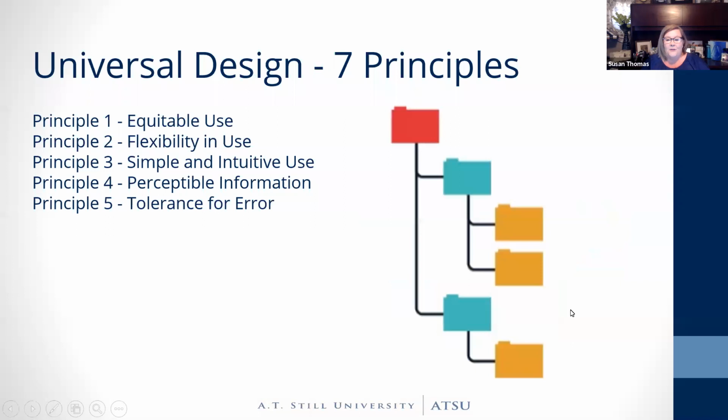Principle 5 addresses tolerance for error, and your course design should minimize the hazards and the adverse consequences of accidental or unintended actions. For example, making your course structure consistent helps them stay on the path to successful completion.